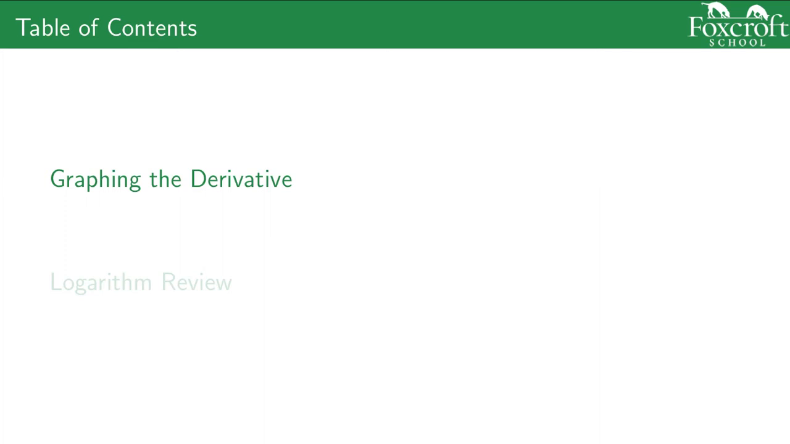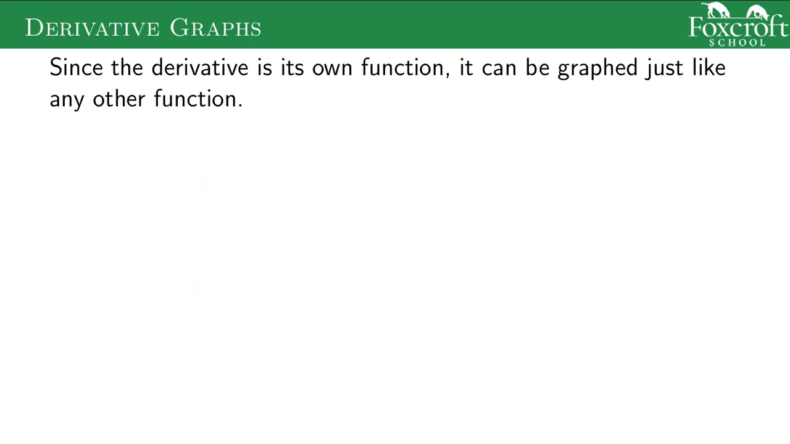So in our last set of videos, we saw that the derivative is just its own function, right? We had f of x, and then using our limit definition, we found f prime of x. So it's its own function, and any function can be graphed. But there's going to be some relationship between our function and our derivatives. So we can use the original function to help us graph the derivative, because we know the derivative is the slope of tangent lines.